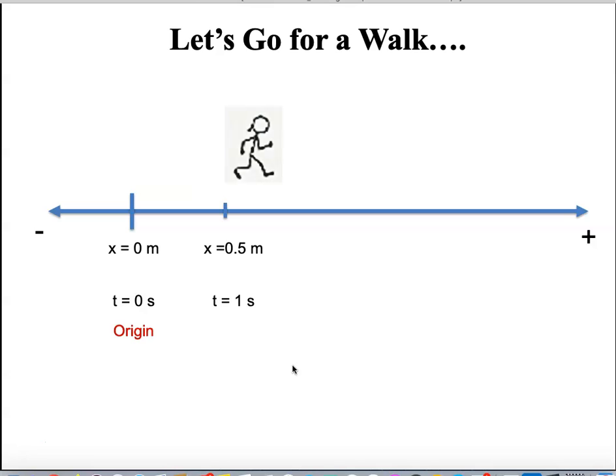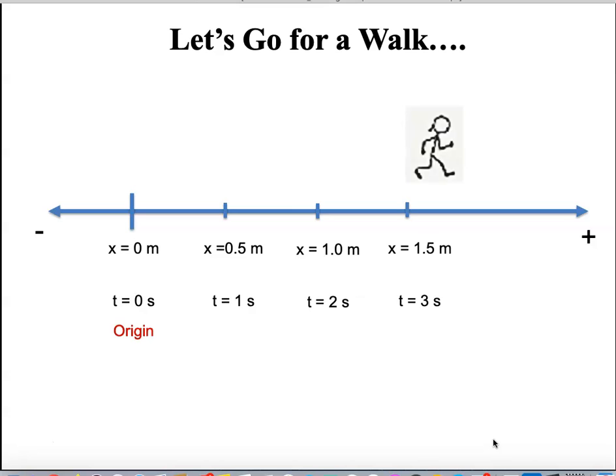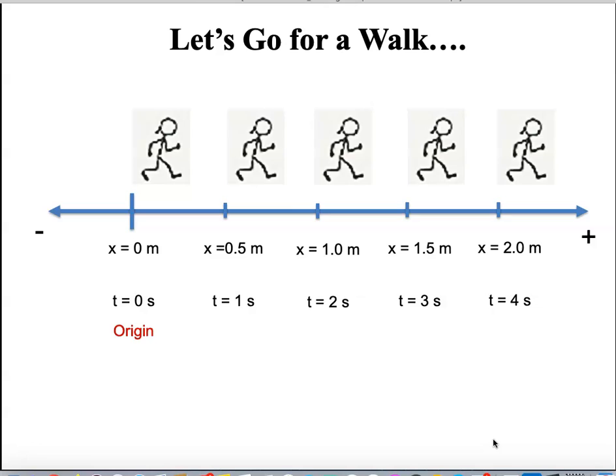1 second later, the person is at position 0.5. 1 second after that, they're at position 1. 1 second after that, they're at position 1.5. And 1 second after that, they're at position 2. And so this is a snapshot that you see right here. Imagine if you dropped socks and each one of these people images is a sock. This is a snapshot of where you were at time 0, time 1, time 2, time 3, and time 4.